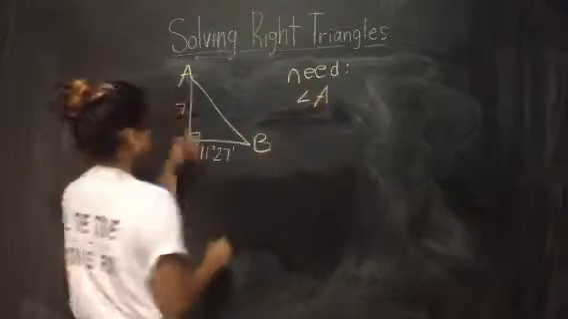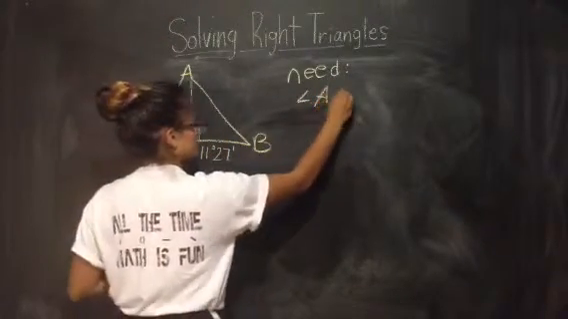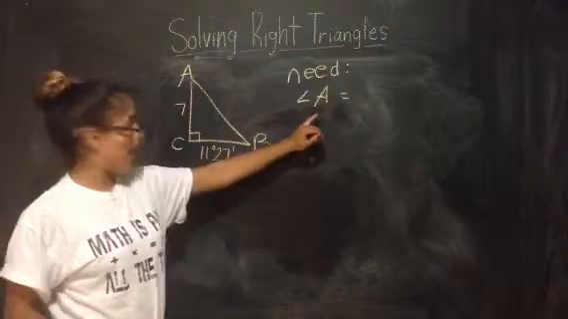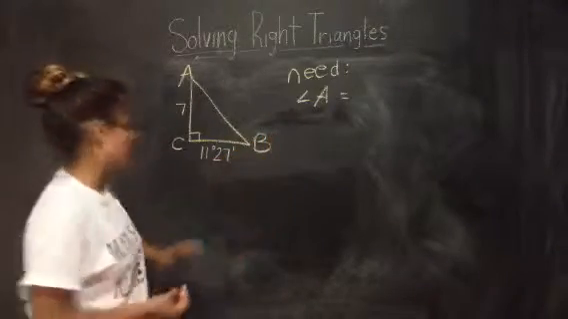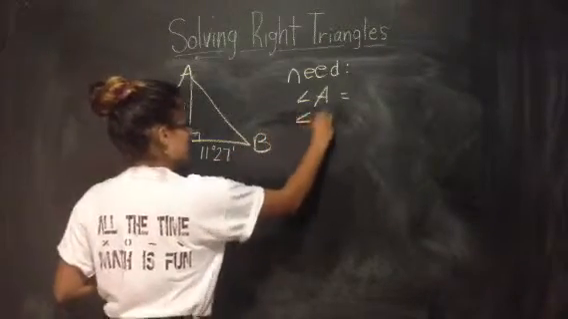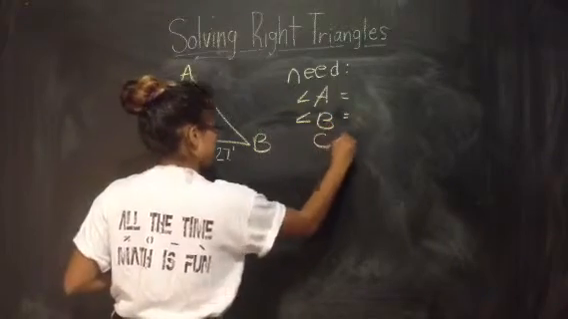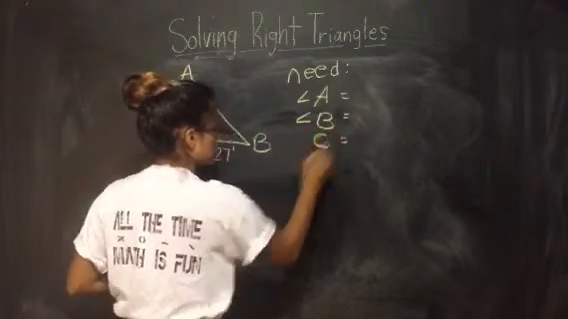We need to find angle A. And angles are always capital letters, whereas sides are lowercase letters. We need to find angle B and side c. It should be a lowercase.